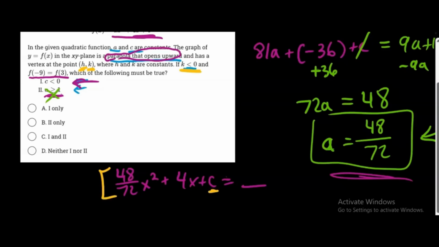Well, it's actually pretty interesting because the parabola is symmetrical, right? And we know these two, f of -9 and f of 3, they're equal to each other. They have the same y coordinate values. And so their corresponding x coordinate values are going to be equidistant away from the vertex. And so what we can do is just do -9 plus 3 over 2. We're just finding the middle of those x coordinates. So this gives us -6 over 2. That's -3. So now we have the h value, the x coordinate of the vertex.